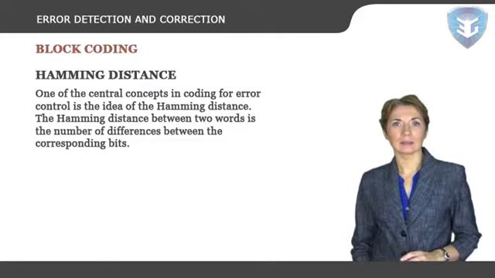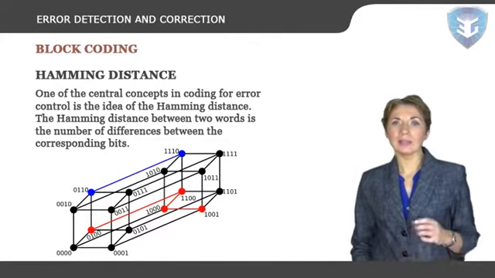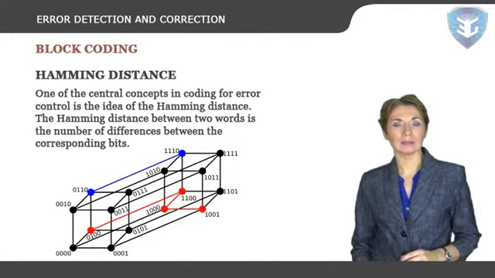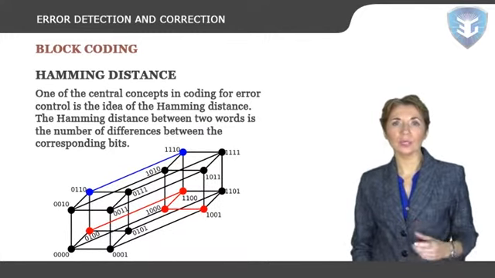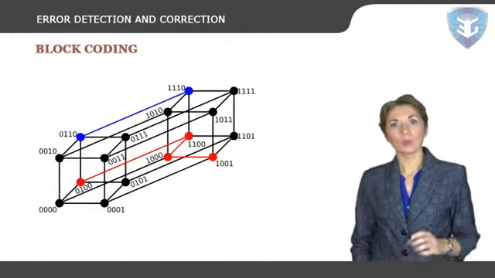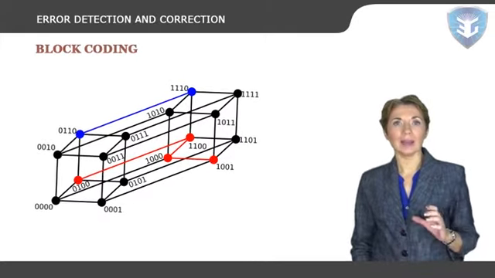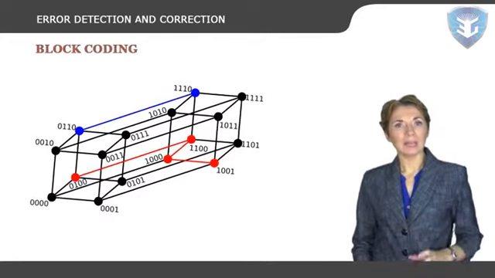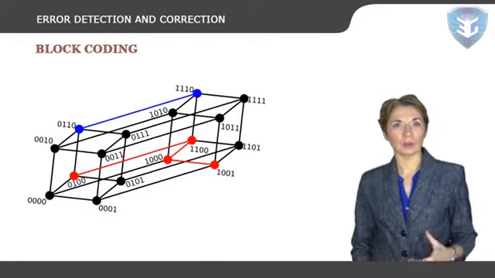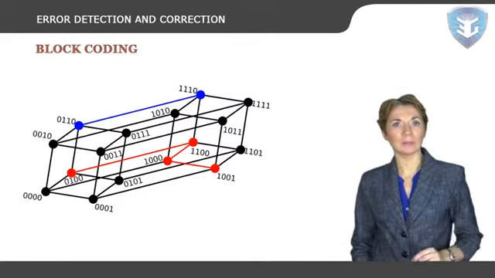Hamming distance. One of the central concepts in coding for error control is the idea of the Hamming distance. The Hamming distance between two words is the number of differences between the corresponding bits. We show the Hamming distance between two words, x and y, as d(x, y).